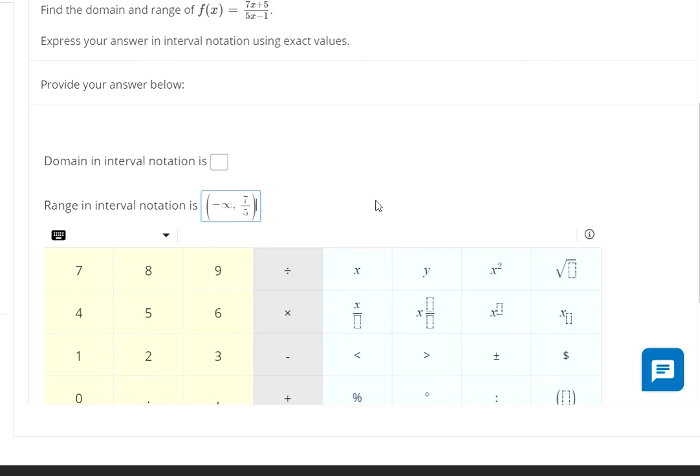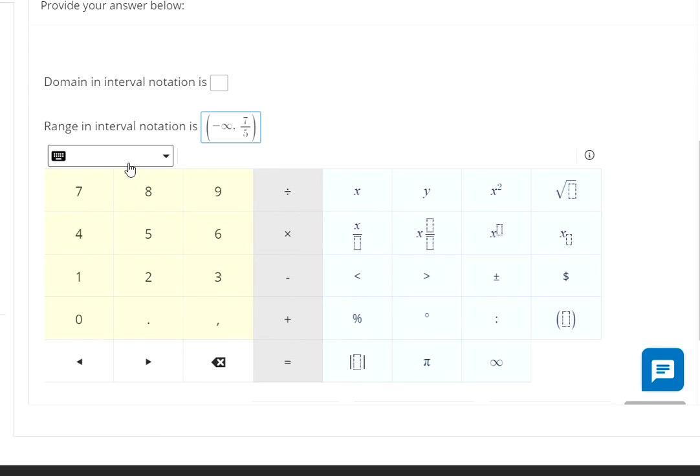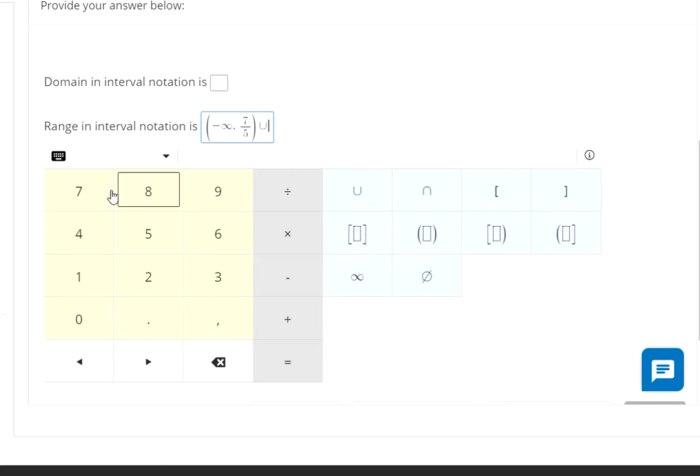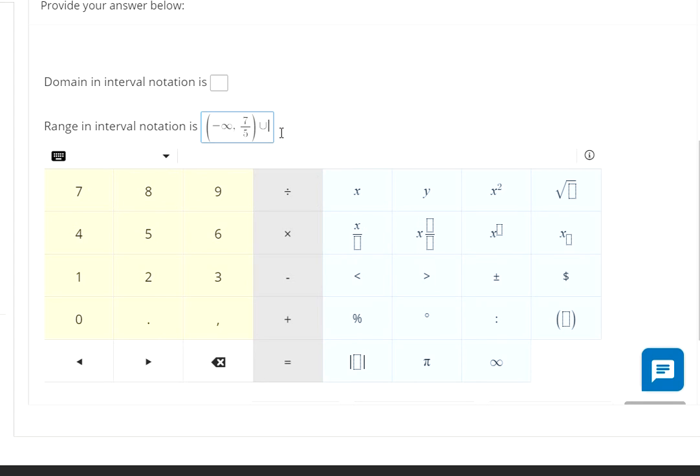And just a quick note, when I was typing this in, I realized some students might not know how to use Newton at this point in the course. You want to click this arrow to get different symbols. We want set notation to get that union operator. You can go back to the basic symbols if you want, but then we said for the range 7/5 to positive infinity, close that parentheses.